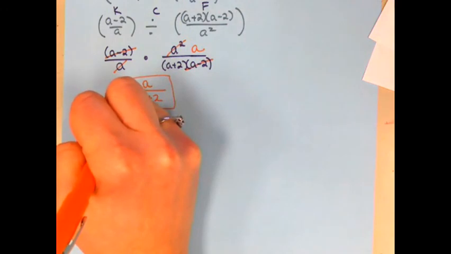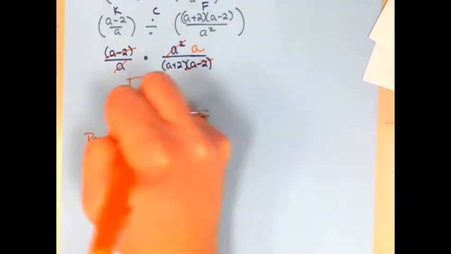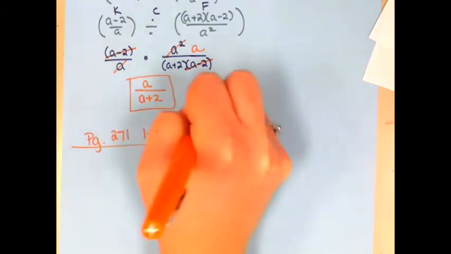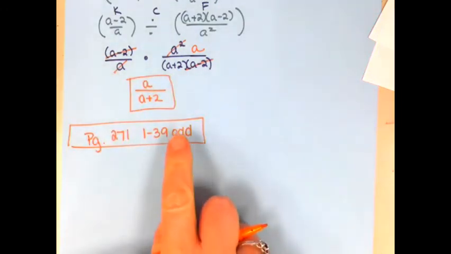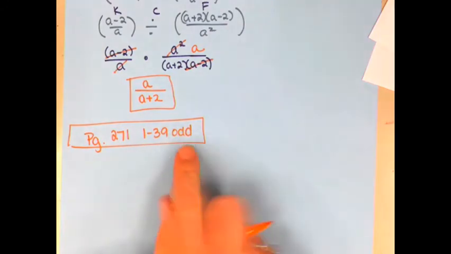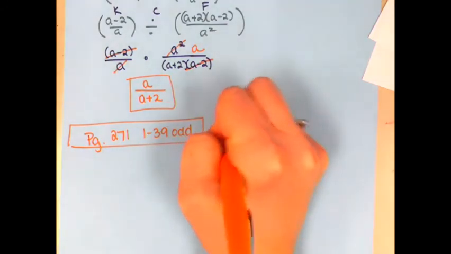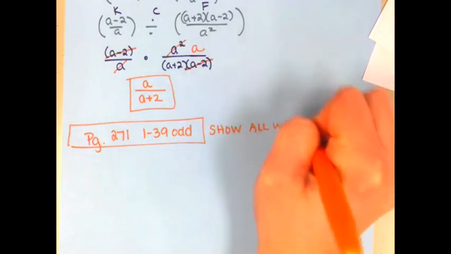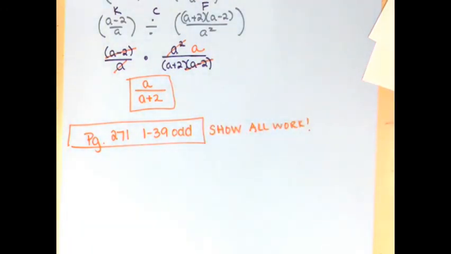So let's go ahead and do page 271, and let's do 1 through 39 odd, just to keep practicing. Okay. And I gave you all the odd problems. So what does that mean you have to do? Well, show all work, plus I need you to check it. Okay. So check.